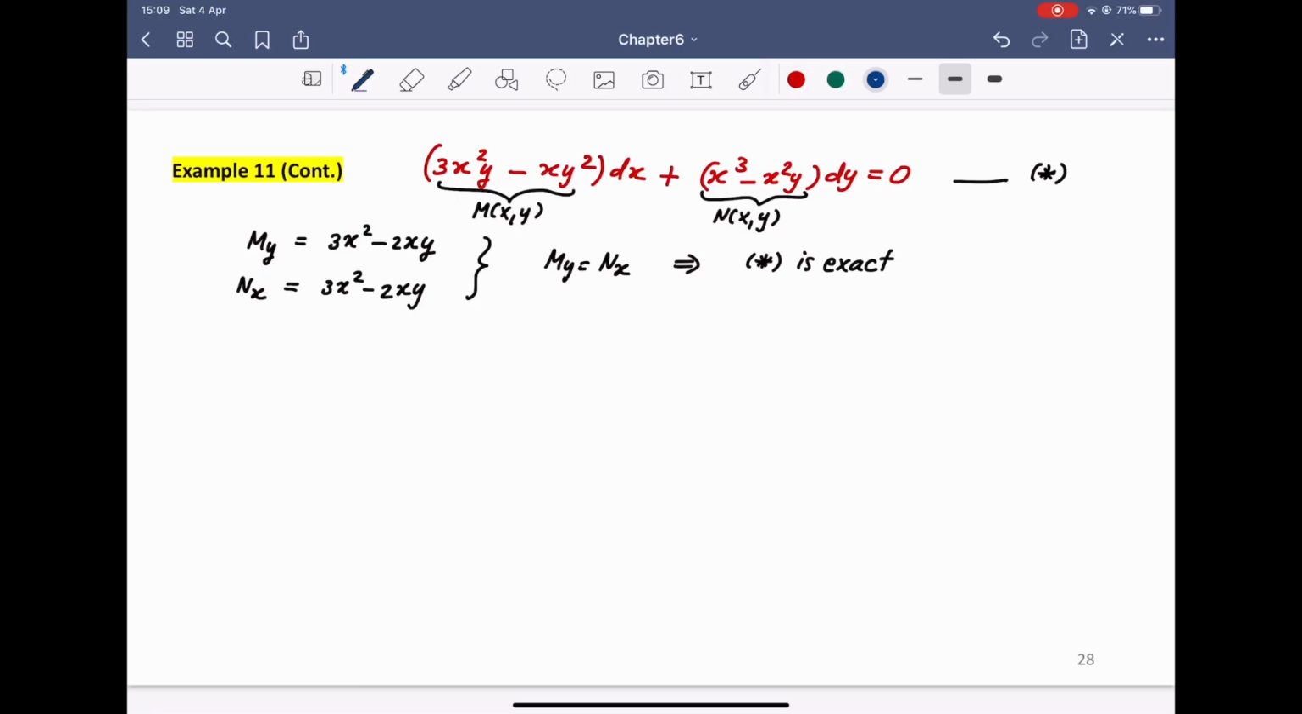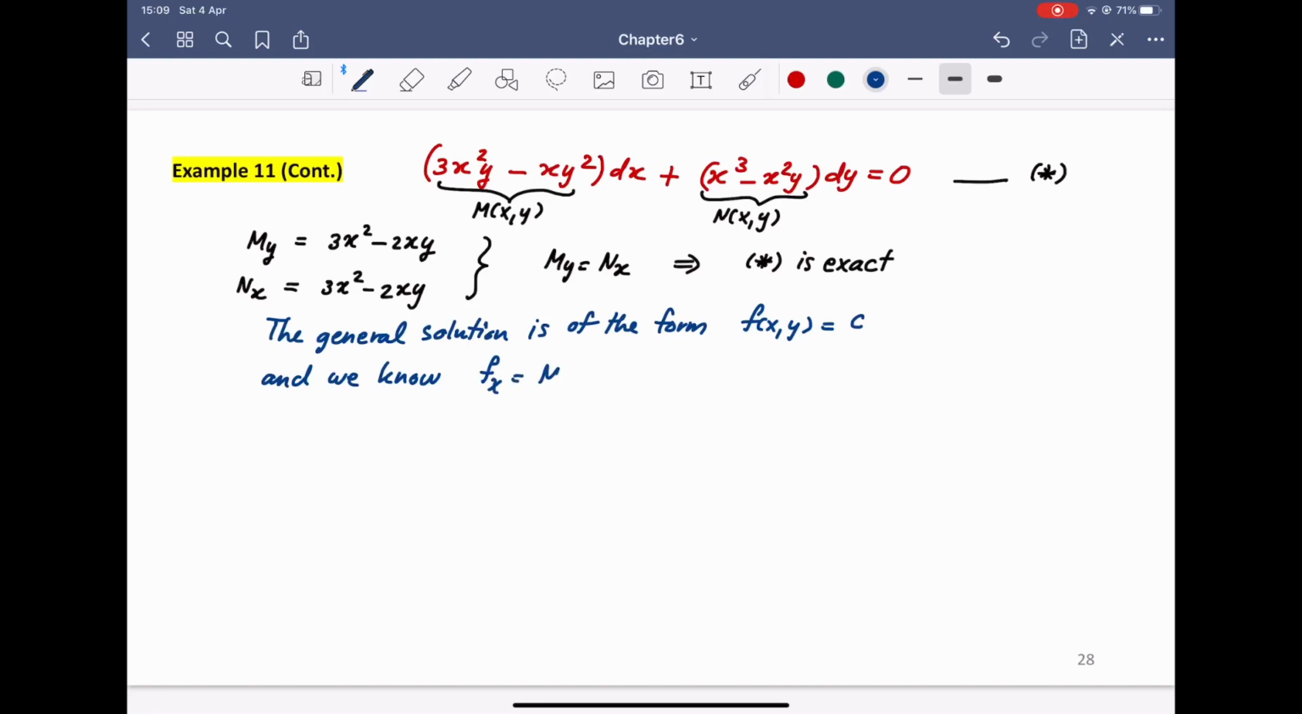So again, because this is an exact differential equation, the general solution is of the form f(x,y) equal to c, right? And we know that if you differentiate f with respect to x, you're going to get M, and if you differentiate f with respect to y, you're going to get N. f is equal to the integral of M(x,y) dx, and that is the integral of 3x squared y minus x y squared dx, right?